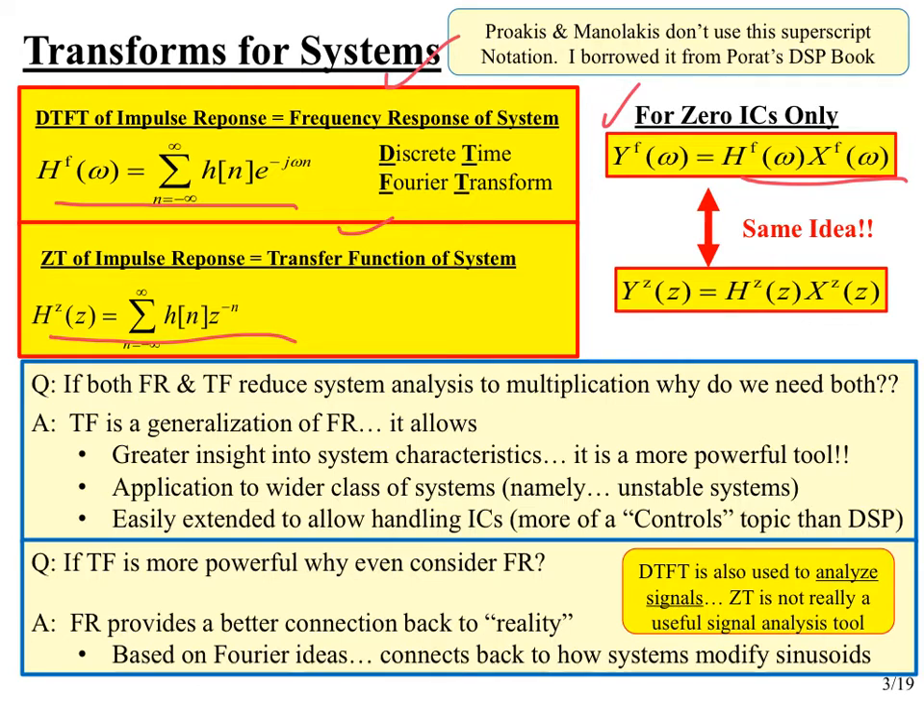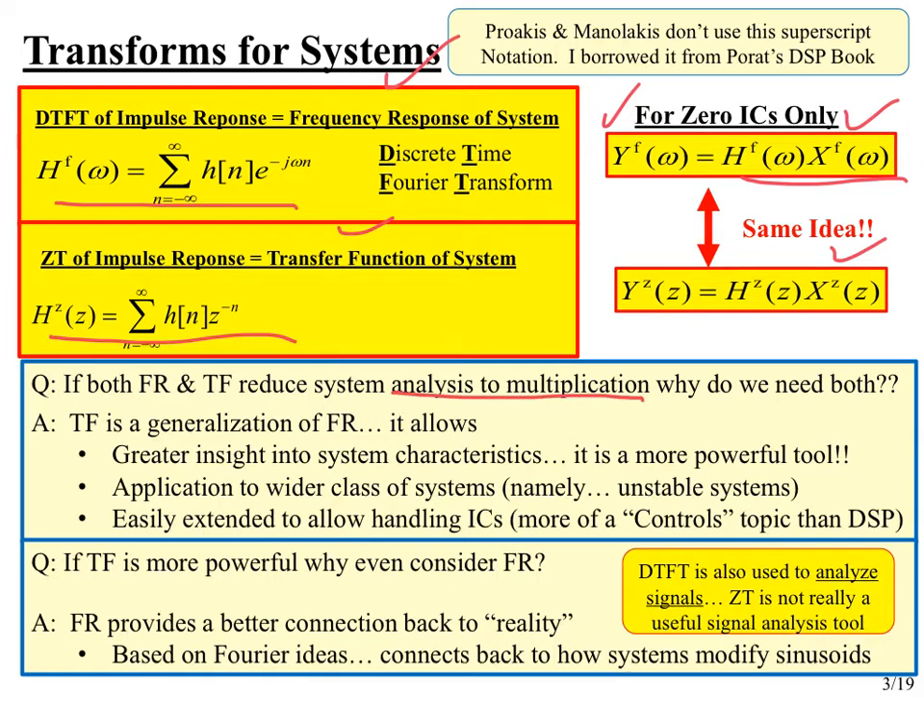So here's a question. If both the frequency response and the transfer function basically boil down to allowing us to analyze systems using multiplication, so we have multiplication in both of those two cases, why do we need both? And the answer is that really the transfer function is a generalization, and it allows us to do things and handle cases that the DTFT does not. So it's a more powerful tool.